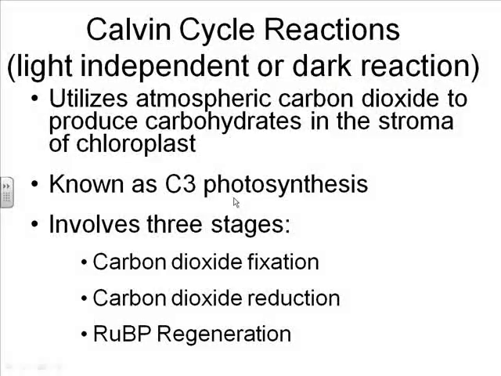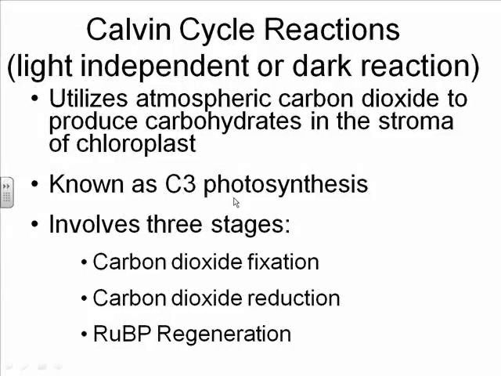Then we move to the second part of photosynthesis called the Calvin cycle. Now notice this is called the light independent or the dark reaction. Why? Because solar energy is not a factor here. We don't need solar energy for the Calvin cycle to occur. We can undergo the light reaction during the day, and if necessary, wait and undergo the Calvin cycle at night.